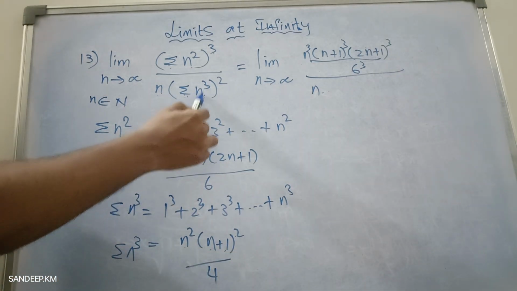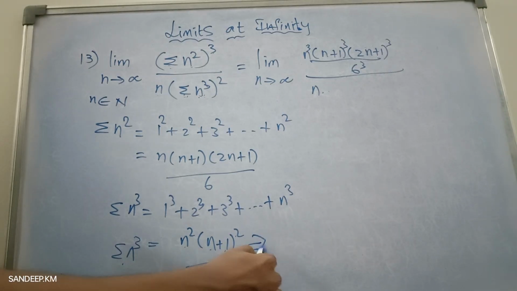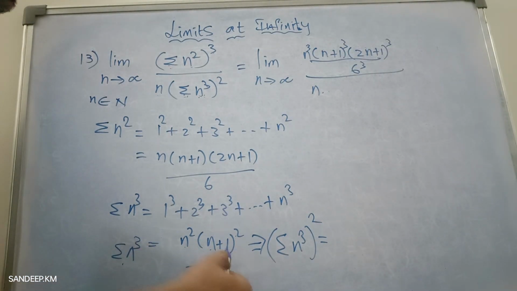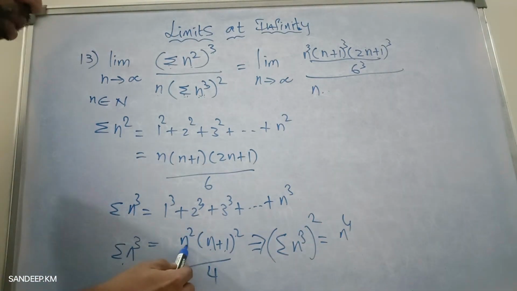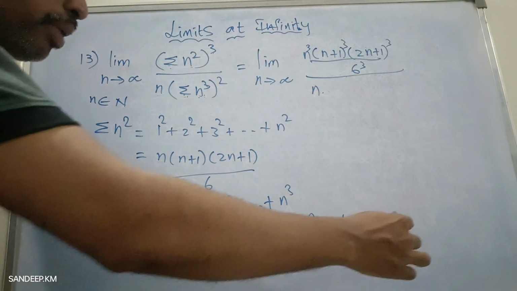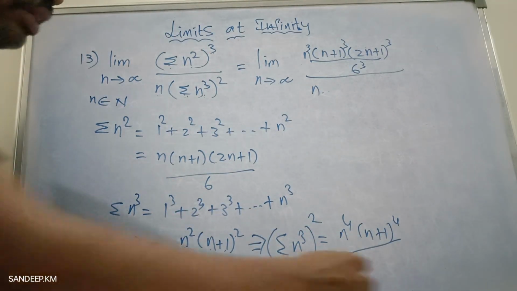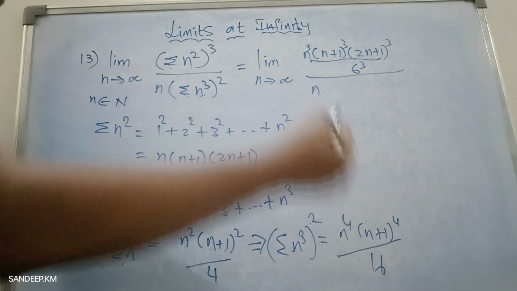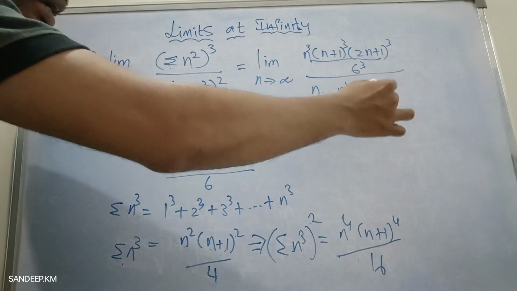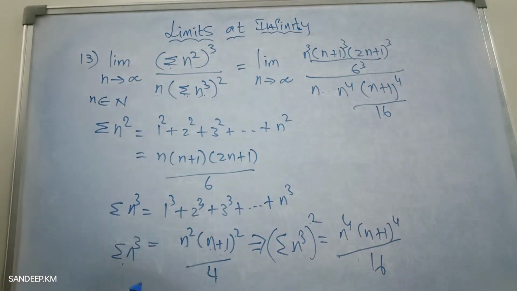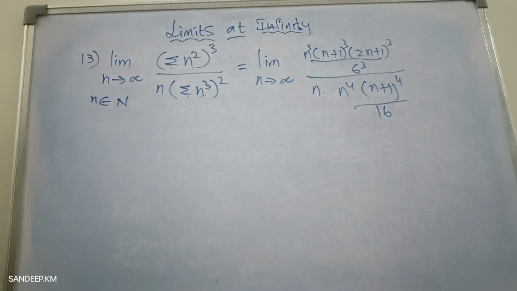But we have sigma n cube whole square. What is sigma n cube whole square, dear students? This whole square, correct or not? You will get n power 4 into n plus 1 whole power 4, divided by 16, since this square will be 16. So sigma n cube whole square is this; substitute that here, into n power 4 into n plus 1 whole power 4 divided by 16. So let us see how to simplify it.